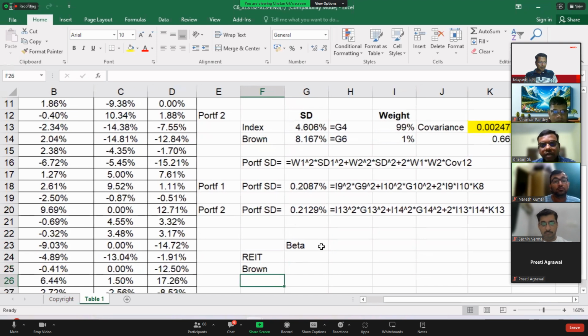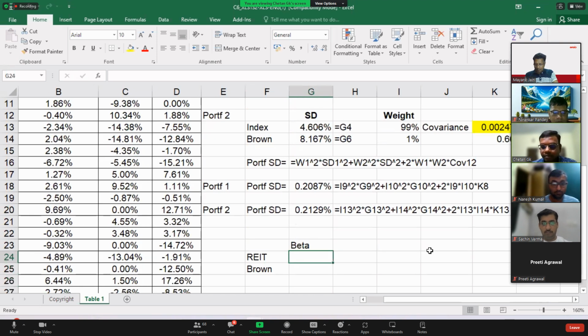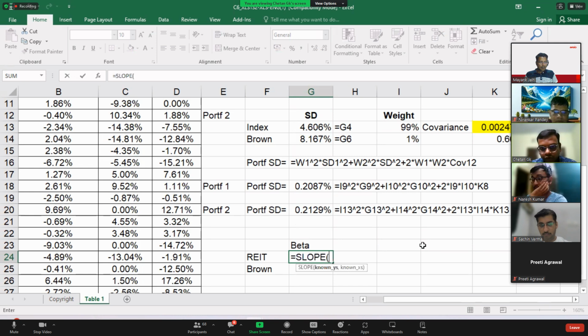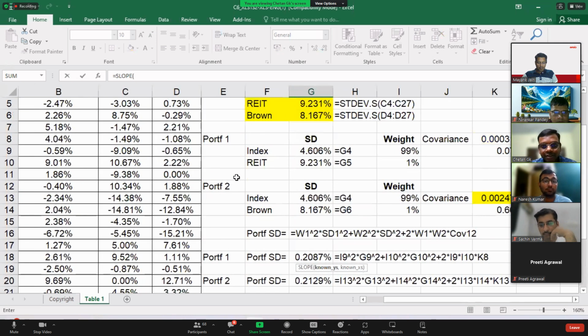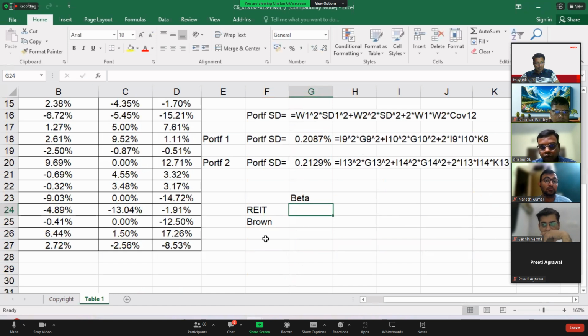Okay, so I will be computing the REIT's beta now. The Excel function for the computation of beta is SLOPE. It is equal to SLOPE, and your y and x. You should be very careful about what is y and what is x here. So what is x here and what is y?